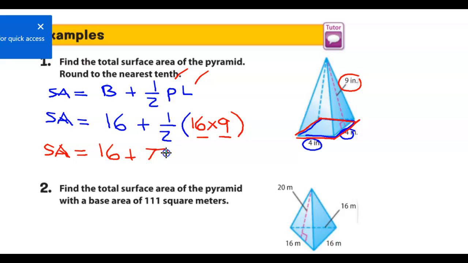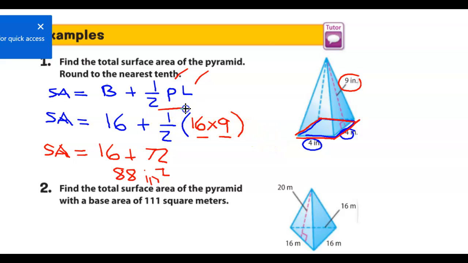So that's one way you could do that, and then you'd have your answer, and your answer would be 88 inches squared, or square inches. But the abbreviation for square inches is just IN, and then you put the little 2 up there. So 88 inches squared.